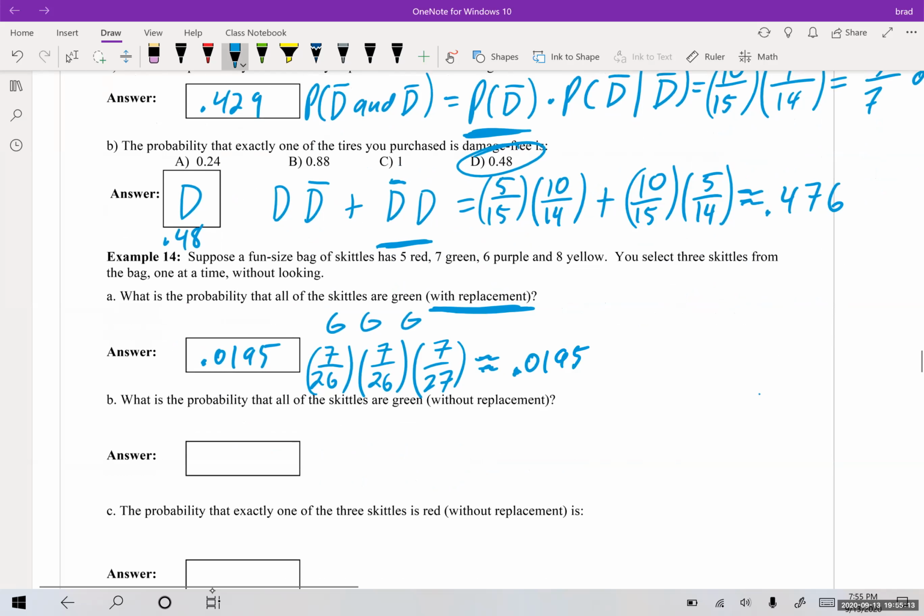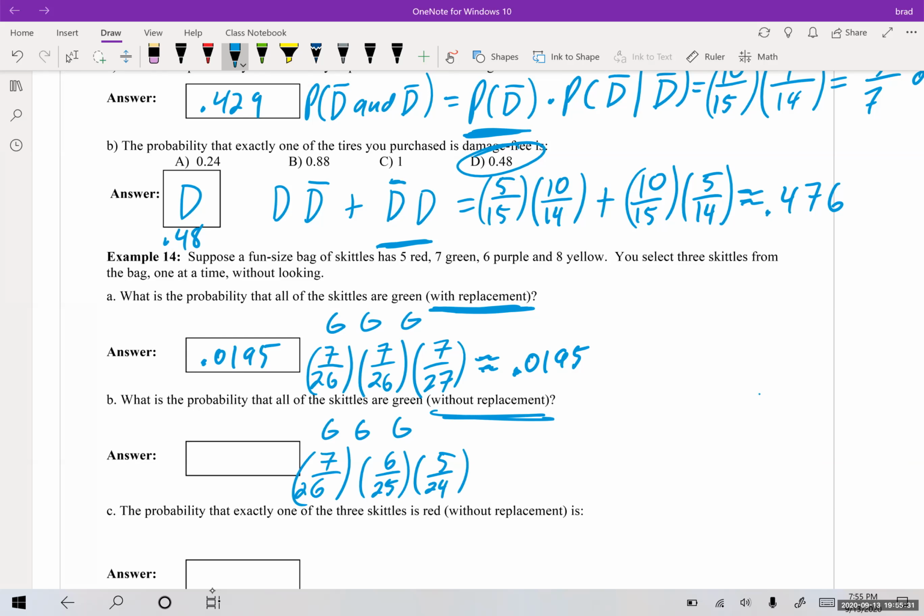What's the probability that all of the Skittles are green without replacement? So that means green, green, green, but this time we're not putting them back. So this will be 7 out of 26 times 6 out of 25 times 5 out of 24. Now, why am I doing that? Well, the first draw was a green, and I'm now eating that one, right? So how many Skittles are left in the bag? Well, there's only 25 now, and only 6 of them are green. So my next draw is only from 6 green Skittles out of the 25. Then after I eat that Skittle, I only have 5 green Skittles left out of the 24. So that means that I have to do this, and this is a dependent event. So that means that we should end up getting 0.0135.